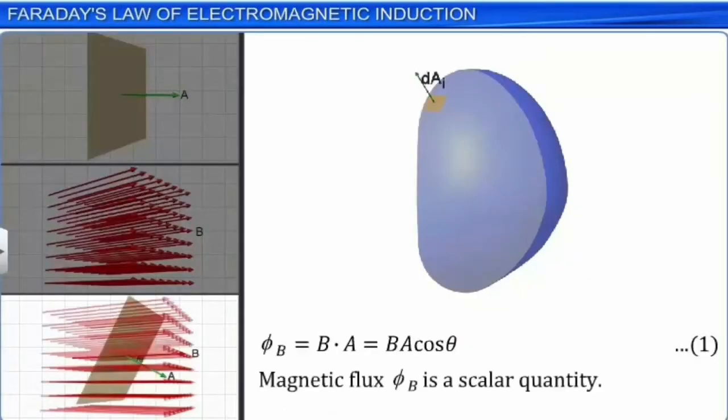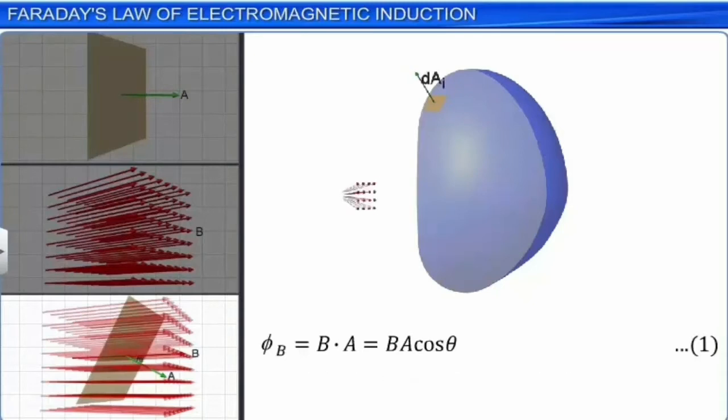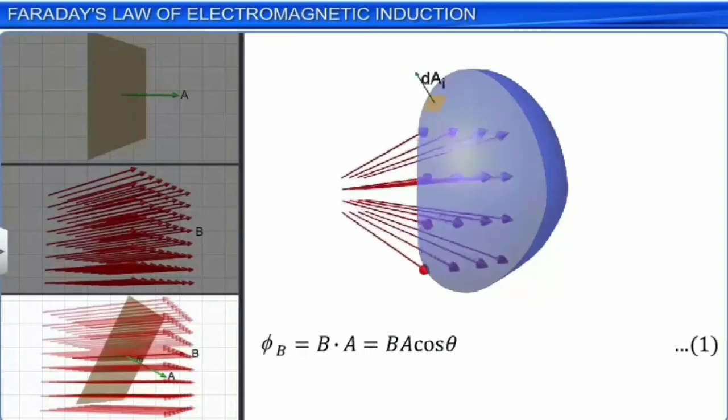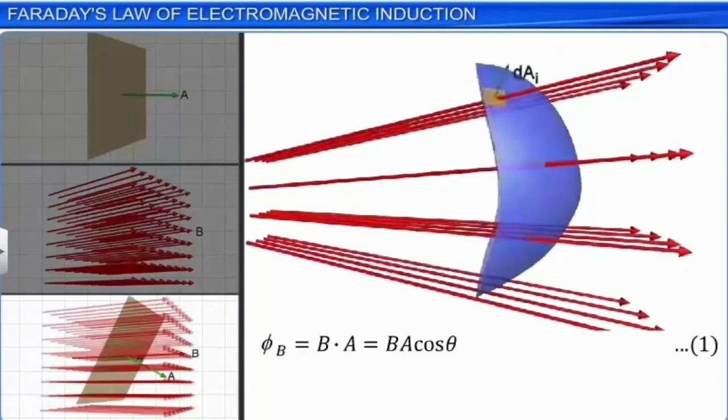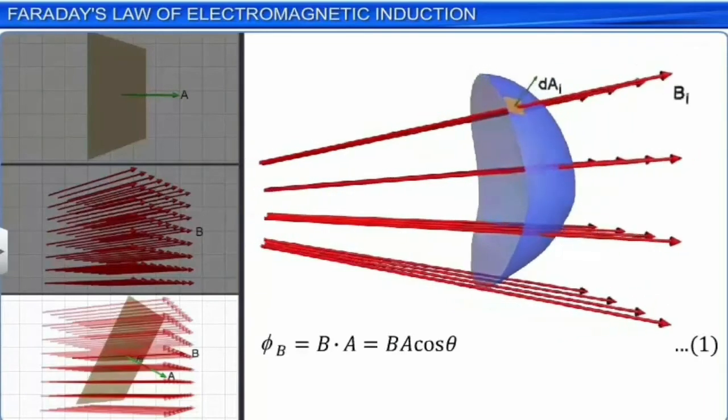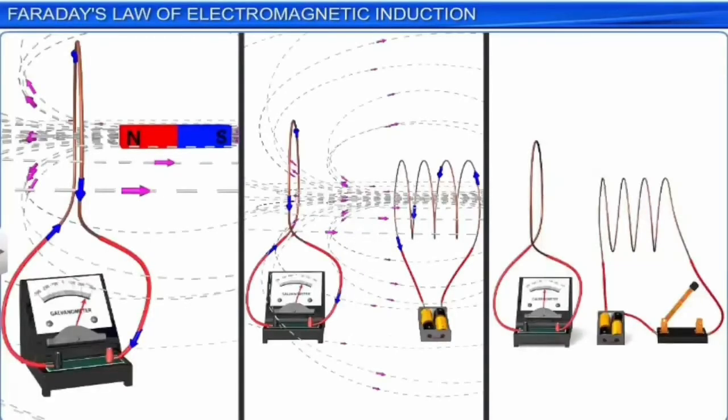We know that mathematically the magnetic flux is given by phi b equal to B dot A, that is B A cos theta, where B is the magnetic field, A is the area, and theta is the angle between the two vectors B and A. And magnetic flux is a physical quantity which is proportional to the number of field lines passing normally through an area. Faraday analyzed the observations of the three experiments once again.